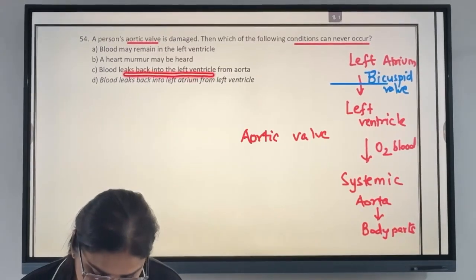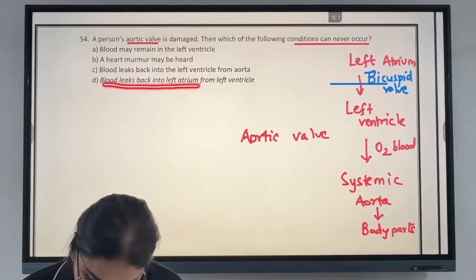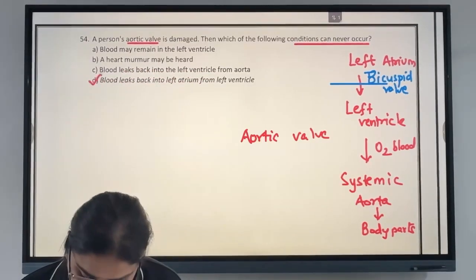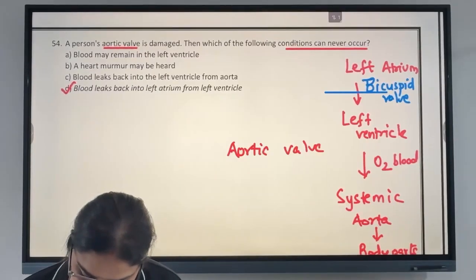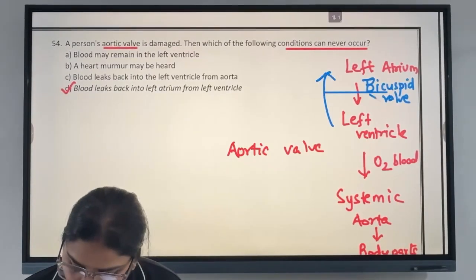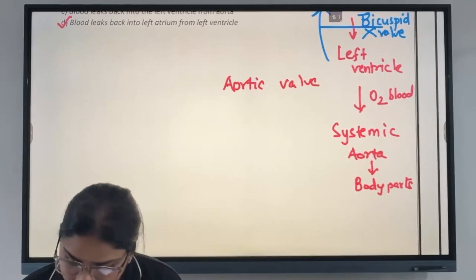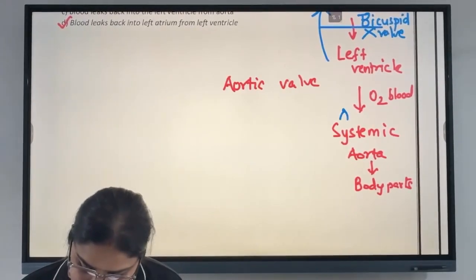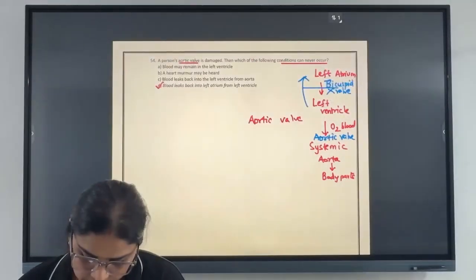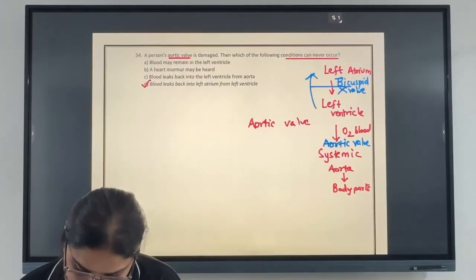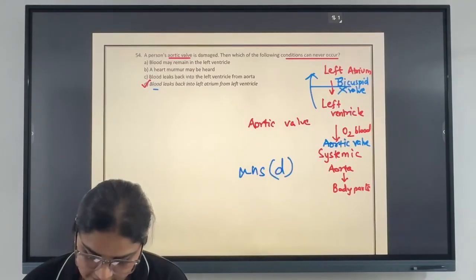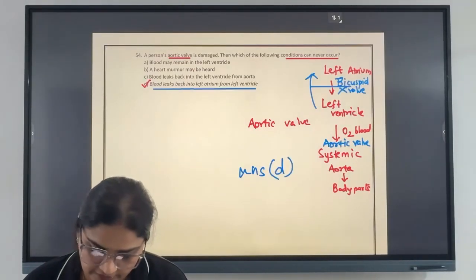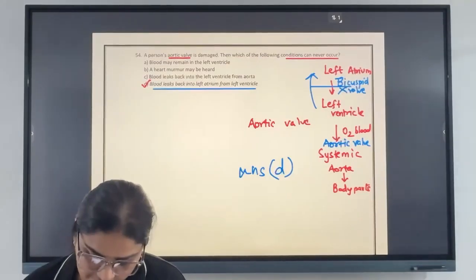The answer is option D. The blood will not leak back into the left atrium. The blood wouldn't go back into the left atrium because the defect is not in the bicuspid valve. The defect is in the aortic valve. So the answer is option D. The blood will never leak back from the left ventricle to the left atrium in case of aortic valve defect.